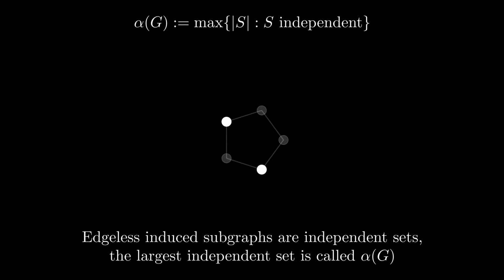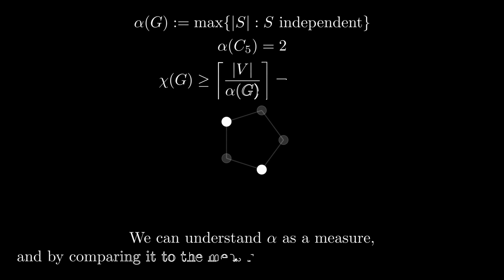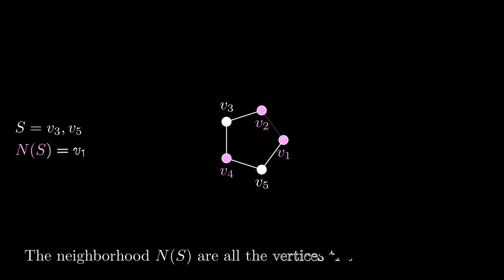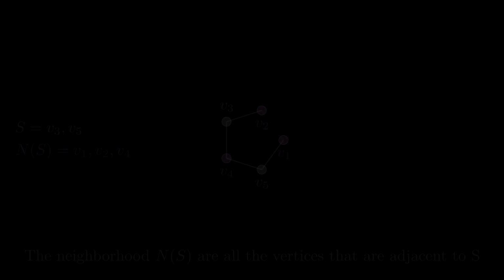Edgeless induced subgraphs are independent sets, and we call the largest such set alpha. Alpha is useful because we can understand it as a measure, and comparing it to the measure of the graph's vertices, we can derive a lower bound for the chromatic number of the graph, albeit a fairly imprecise one. And last but not least, the neighborhood of a vertex or a set of vertices are all the adjacent vertices. Now it's time to build towards some new stuff, slowly.